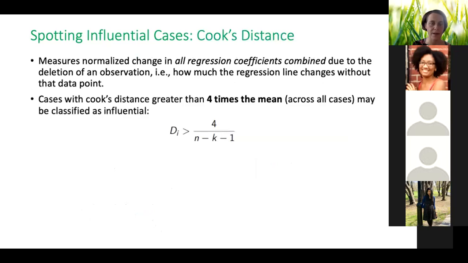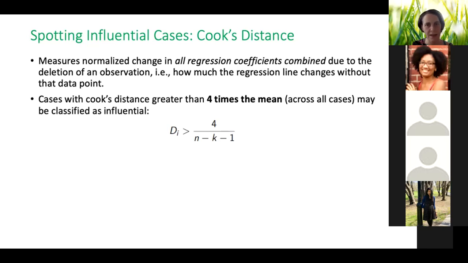And in order to spot influential cases, there are different measures that have been suggested. One that is very frequently used and very prominent is Cook's distance. Cook's distance measures the normalized change in all regression coefficients combined due to the deletion of an observation. Because we are only talking about simple regression, we have only one predictor, so basically only one regression coefficient, if we forget about the intercept, which is not important.